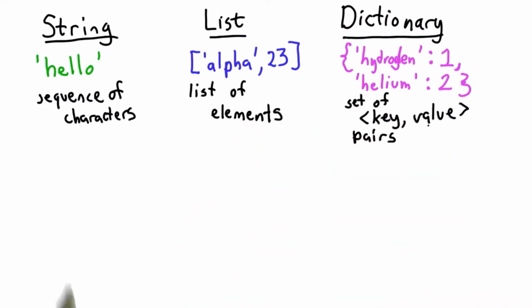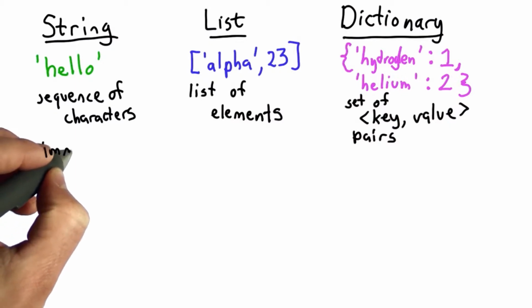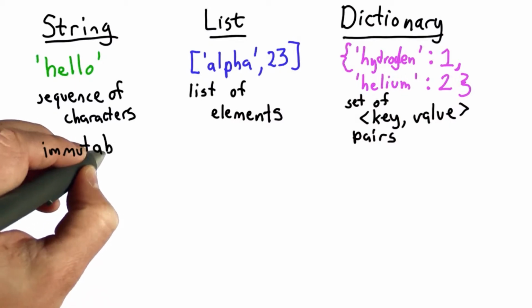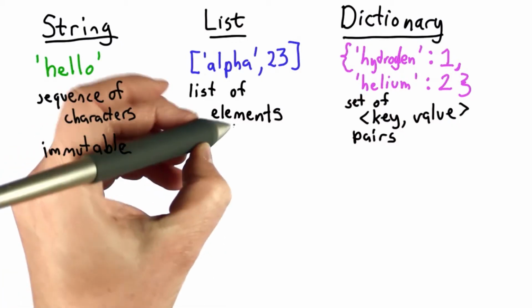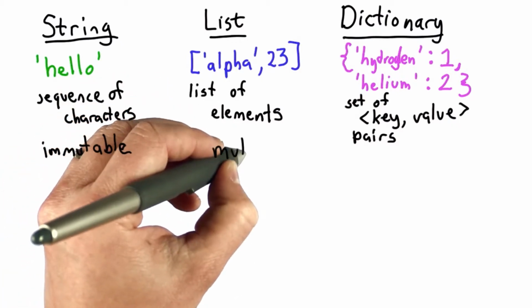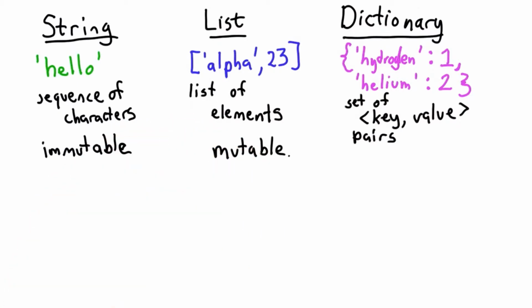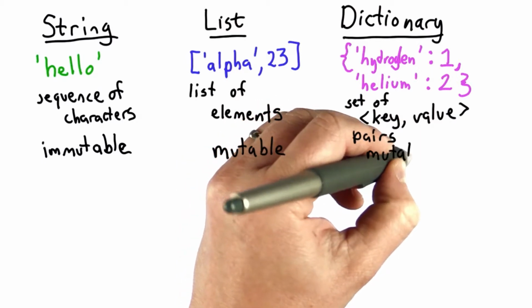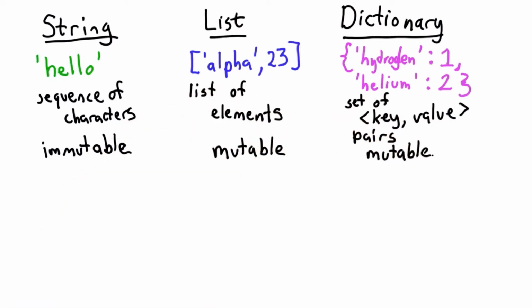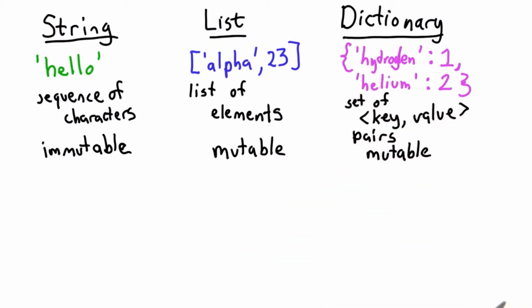So one important property of all types is whether they're immutable or mutable. We saw that the string was immutable. That means once we create a string, we can't modify that string. It has the same value it always has. A list was mutable. We could change the values of elements in the list. After we create the list, we could append to the list, adding new elements to it. A dictionary is also mutable. So after we create a dictionary, we could add new key value pairs to it. We could change the value of values associated with keys.